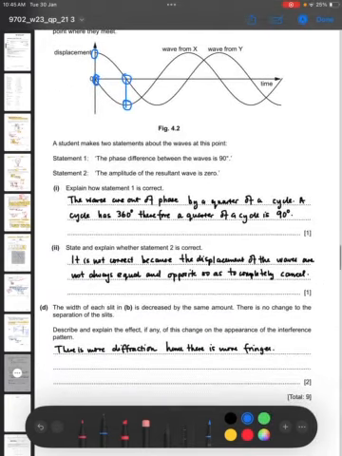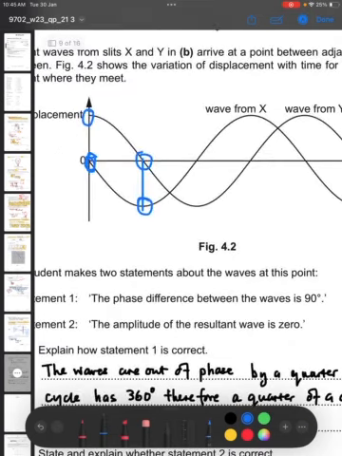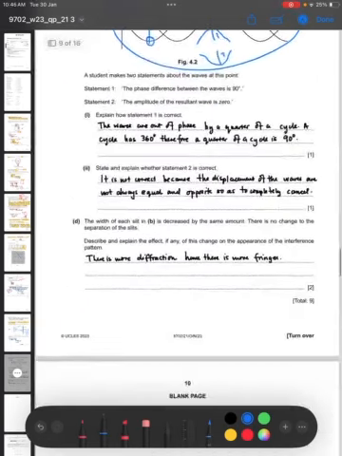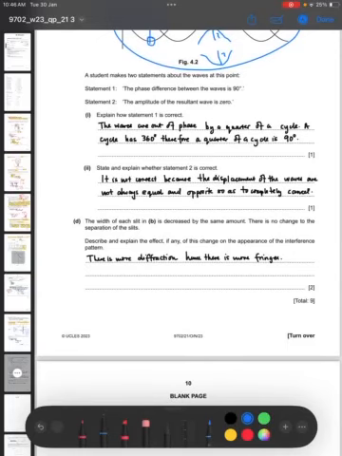Why is it incorrect? It is not correct because the displacement of the waves are not always equal and opposite so as to completely cancel. If we wanted them to completely cancel, we must have waves which are equal, number one, and always opposite, such that, for example, if this one has a magnitude of 3 in this direction, which will be -3, and this one has a magnitude of 3, they will cancel out, and they are always equal and opposite in direction. That's not the case here. The case in this wave is that they are not always equal and opposite in direction. So there is no chance of us saying that the amplitude is 0 at all points.